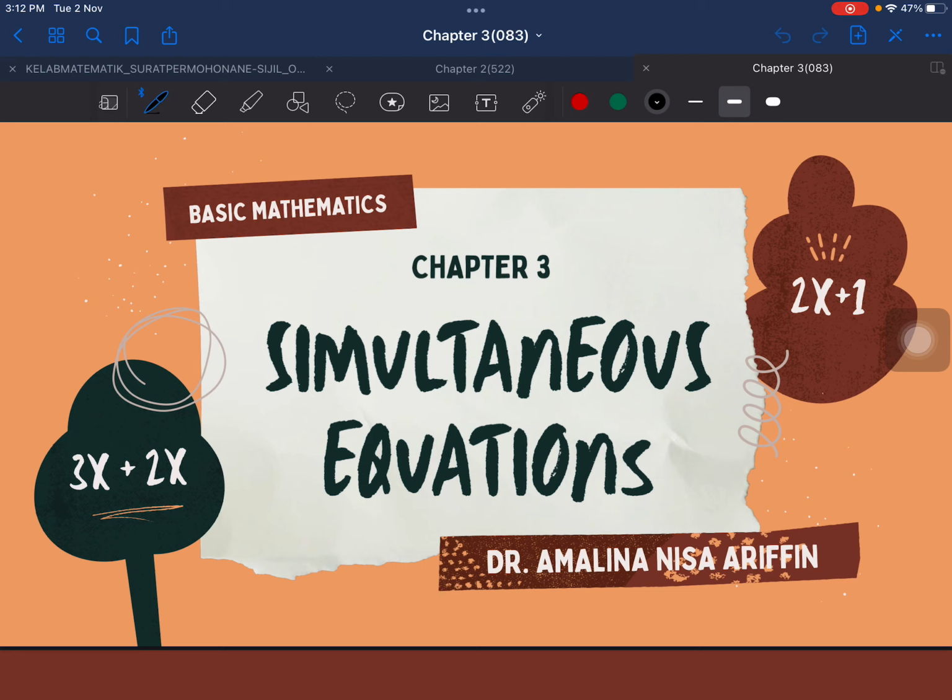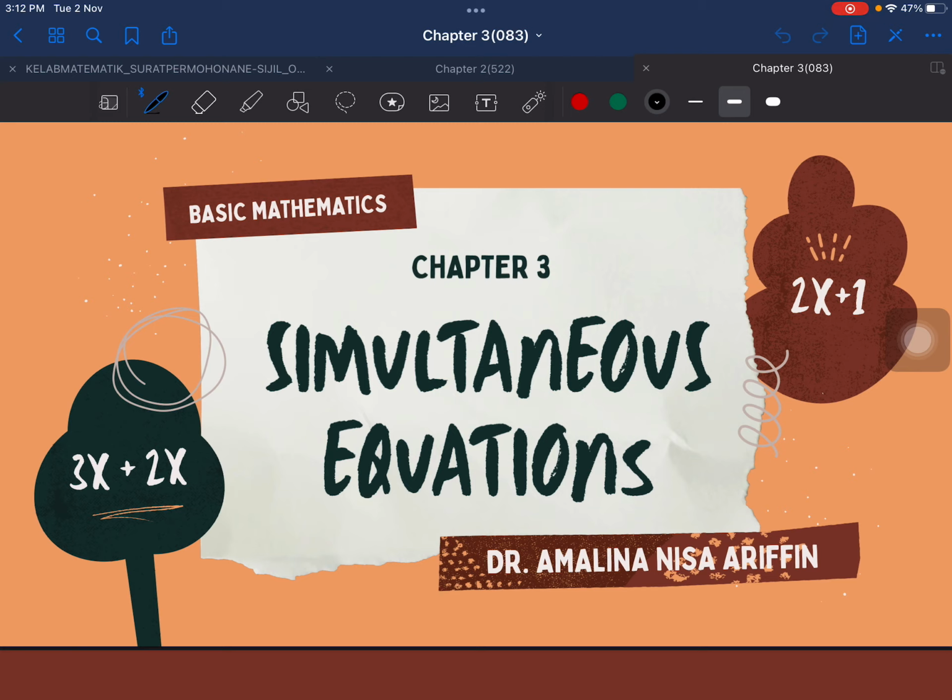The first one is factorization. The second one is by using the formula, quadratic formula. Okay, and then the third one is by using completing the square. Okay, so that one is how to find the value of x, means that we want to solve our quadratic equations.